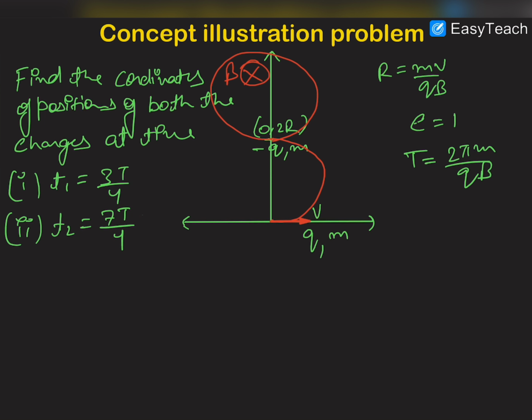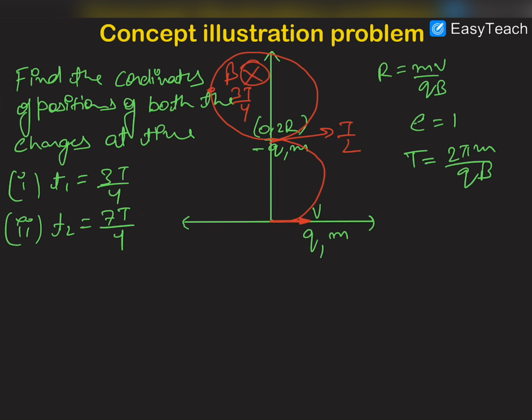So what we can do, that we know that the first time when this particle will reach this position will be T by 2, and in another T by 4 time, which would be total 3T by 4. Okay, T by 2 plus T by 4 is 3T by 4.